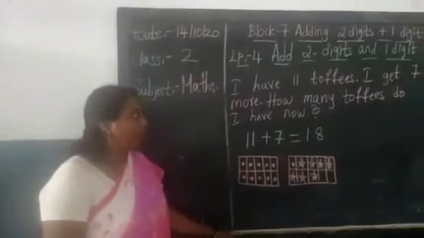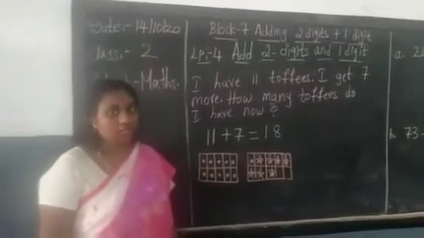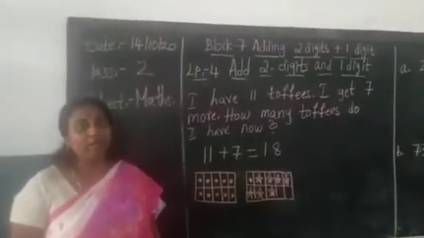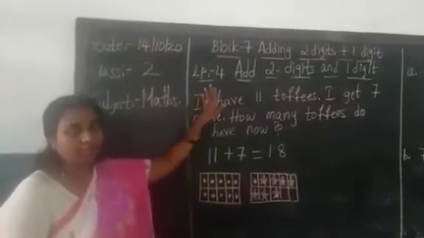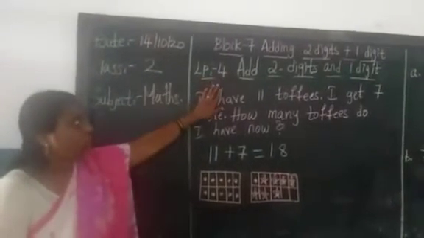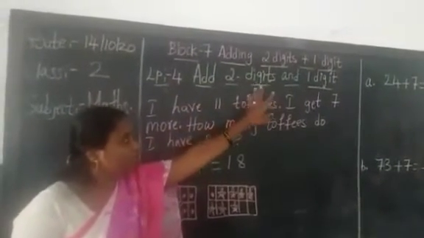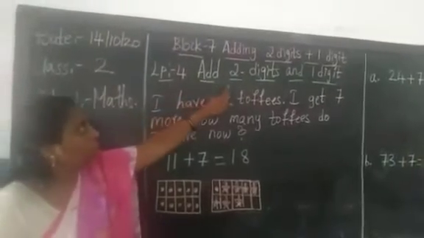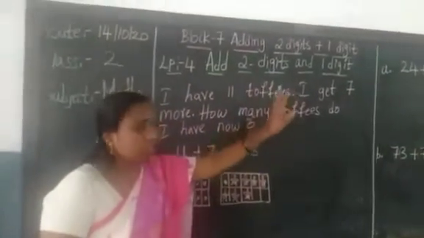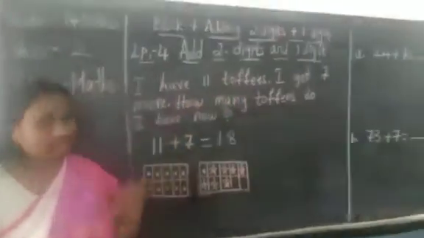Children, we are starting block 7 S4. Last, so that we can complete our block 7. We can finish our block 7 if we complete this LP4. In block 7, adding 2 digits plus 1 digit. LP4 is add 2 digits and 1 digit.